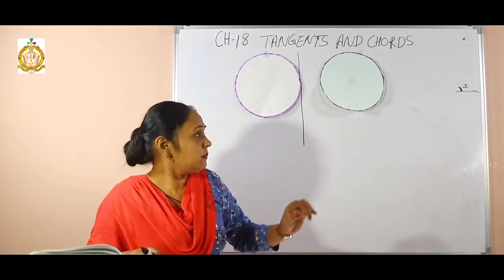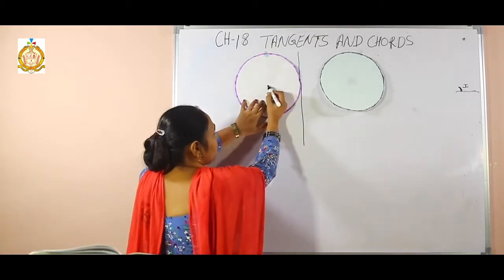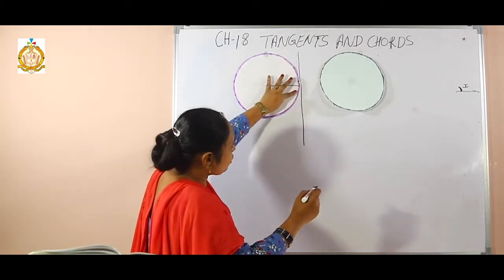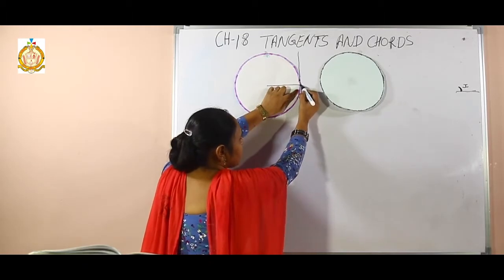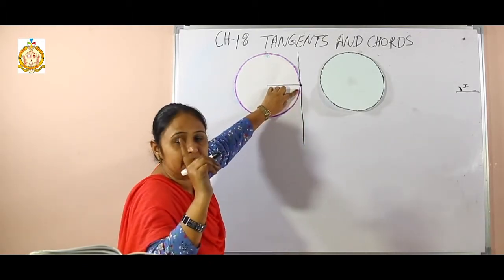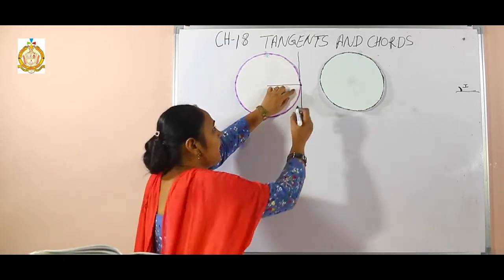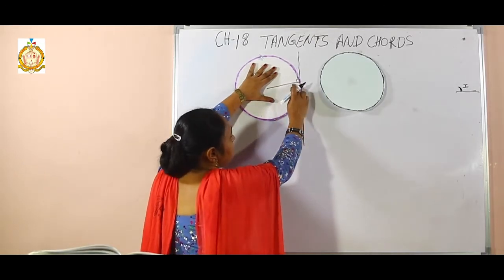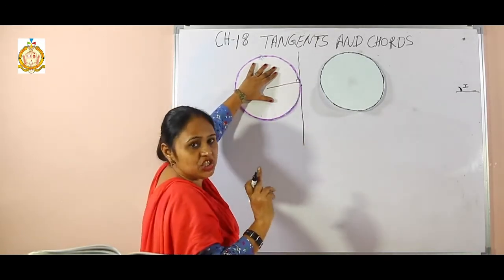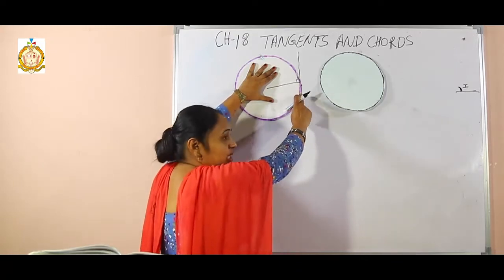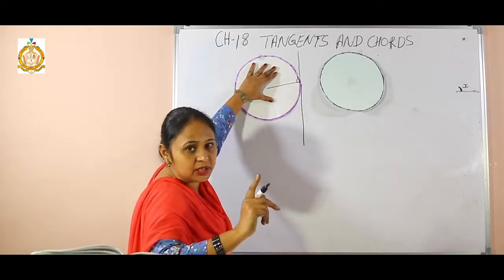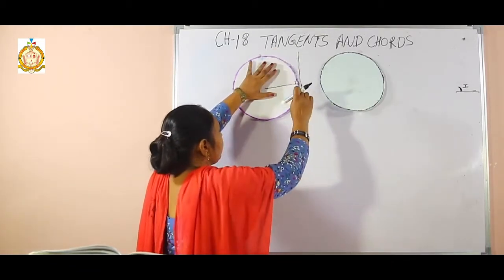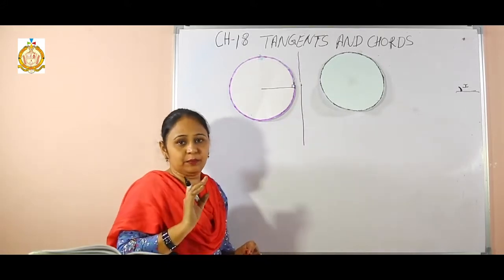Now the first property: when we take a radius from the center point and a tangent passes, and the tangent and this radius meet at only a single contact point, there will be an angle of 90 degrees. That means this radius and this tangent make an angle of 90 degrees with each other. Radius and tangent have the same point of contact, where there will be an angle of 90 degrees. Clear? Now the second property.